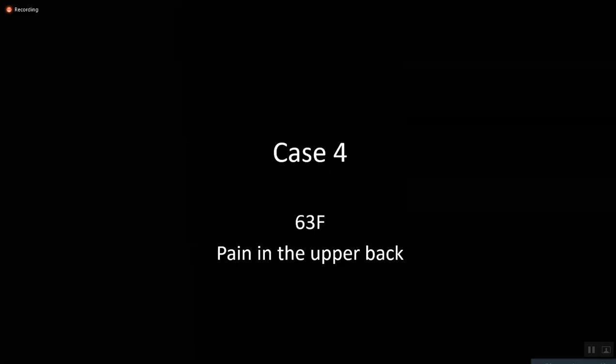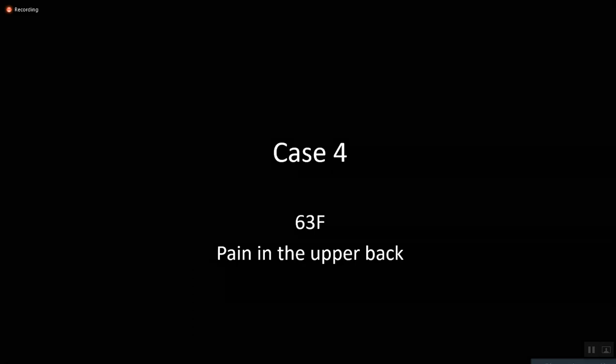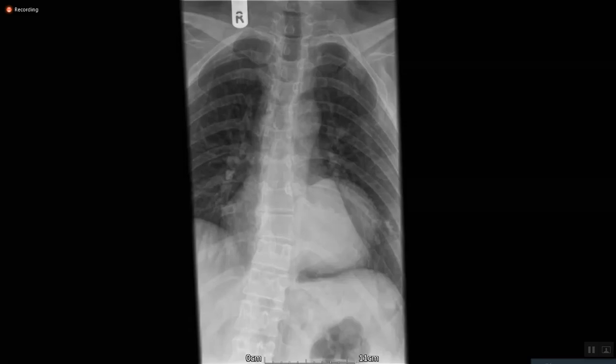The history is that this is a 63-year-old female with pain in the upper back. Okay, so this is a frontal radiograph. It looks like probably the AP part of a thoracic spine radiograph rather than a chest X-ray. Given the history of pain in the back, I'm looking at the spine to see if I can see any obvious bony destruction or other abnormalities like that.